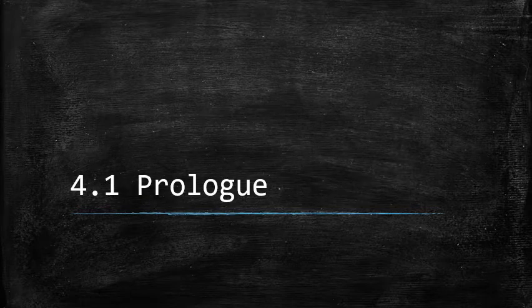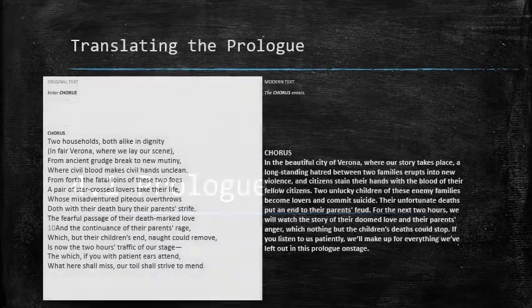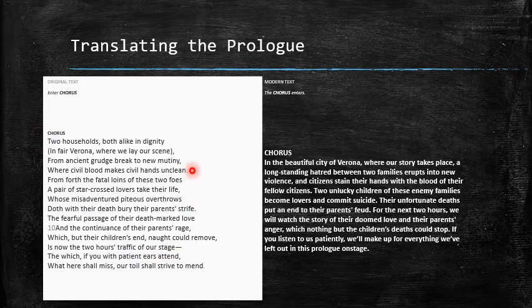For 4.1, we will be looking at the prologue in the beginning of the play. We will be studying the Old English version alongside the modern English version. Translating the prologue. So on the left-hand side of the slide, we've got the Old English version of the prologue, and on the right-hand side, we've got the modern text of the same prologue. So the right-hand side will be more understandable.